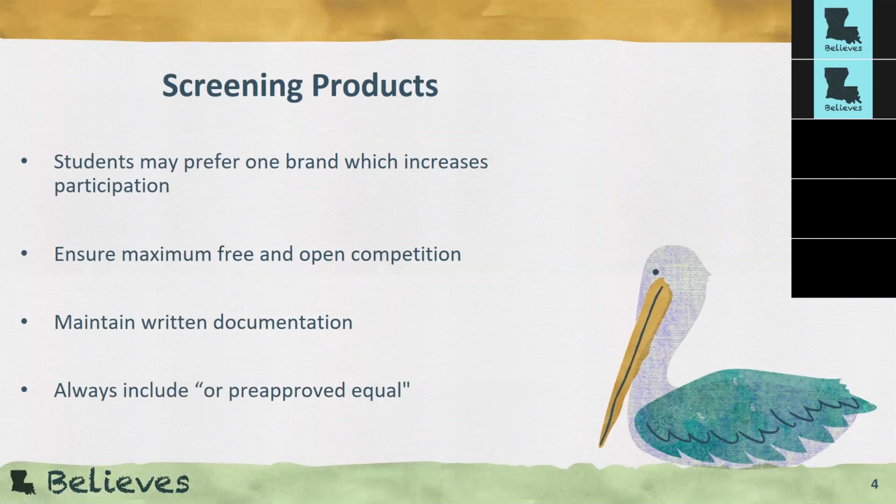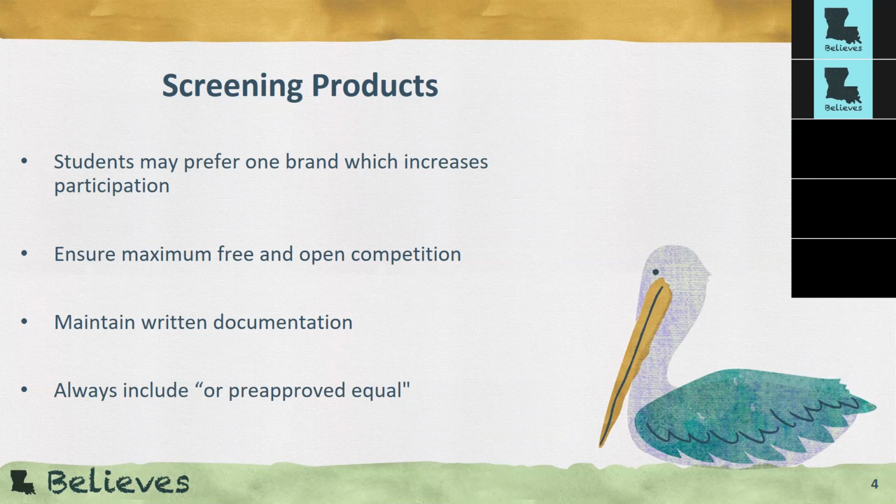Like I said, it's a good idea to conduct a screening of products that you might want to include on your menus. Screening products allows you to provide a list of pre-approved equal product brands to use when writing your specifications. Some schools might find that their customers prefer certain brands, which in turn increases the number of meals served.